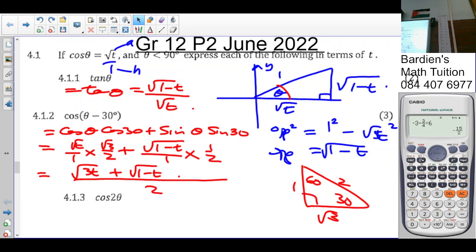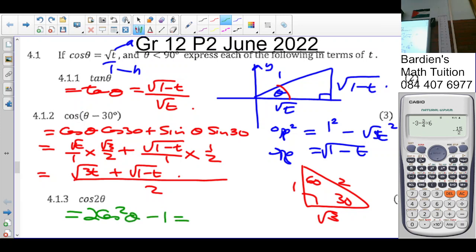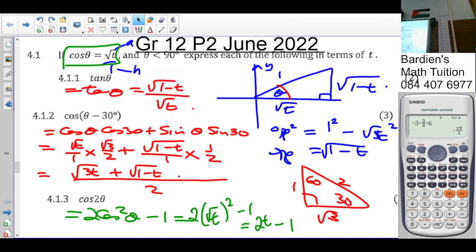And then the next question, you're asked to work out cos of 2 theta. So cos 2 theta can be written in 3 ways. Okay, so I'm just going to use the first one. So it's 2 cos squared theta minus 1. So cos of theta we know is going to give you a root of t. So it's 2 times the root of t squared minus 1, which is simply equal to 2t minus 1.